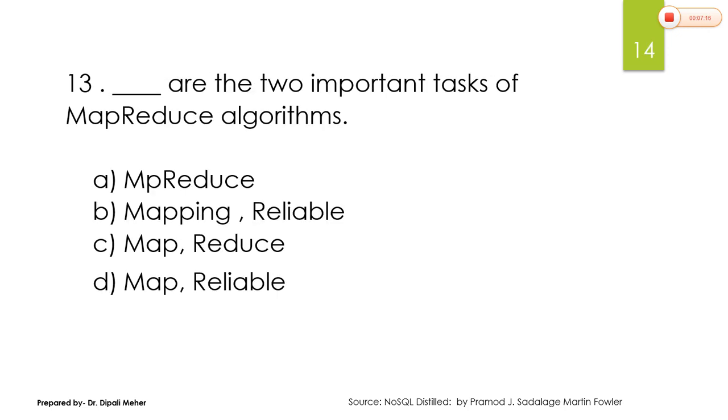Next question is, dash are the two important tasks of MapReduce algorithm. So which are the two important tasks of MapReduce algorithms? Options are A, MPReduce, B, mapping reliable, C, MapReduce, and D, map reliable. And the correct option is C, MapReduce. So Map and Reduce are the two important tasks of MapReduce algorithms.